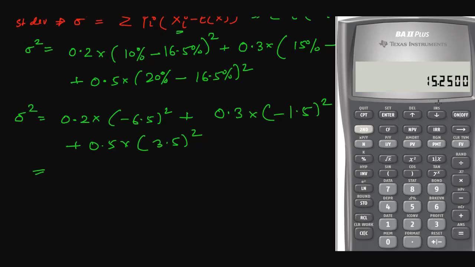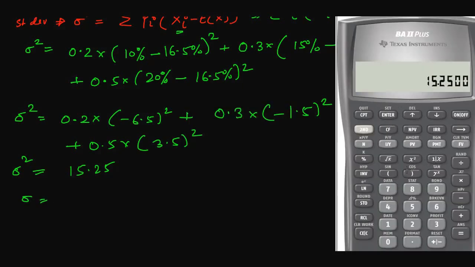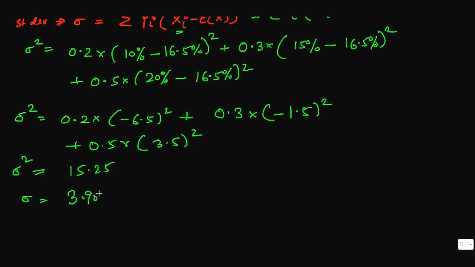This 15.25 is not the standard deviation, it is the variance. So to find the standard deviation, I have to take the root of this. The standard deviation will be 3.90. So this is the standard deviation of the returns.